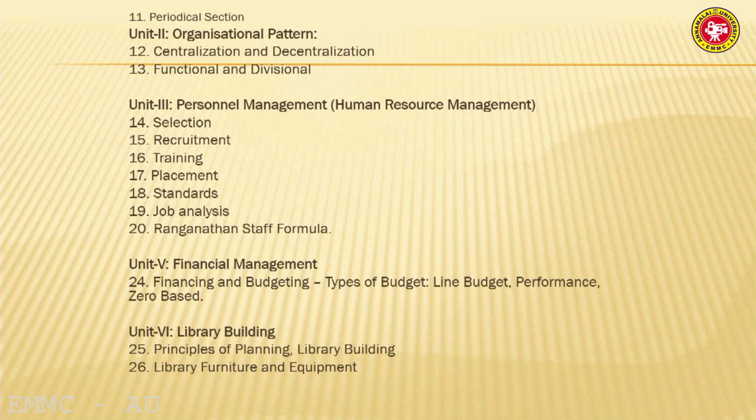Then unit 3 is personnel management, that is human resource management, which covers selection, recruitment, training, placement, standard, job analysis, and also the Ranganathan staff formula. Then the fifth unit belongs to financial management, that is financial and budgeting. In budgeting, what are the different types of budgeting and how to prepare a budget. The types of budgeting are line budget, performance-based budget, then zero-based budget.